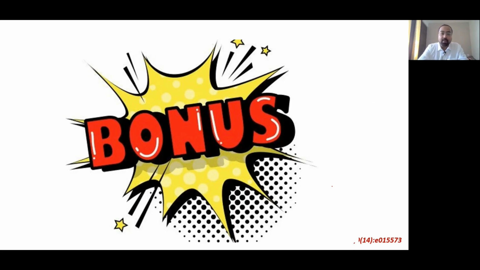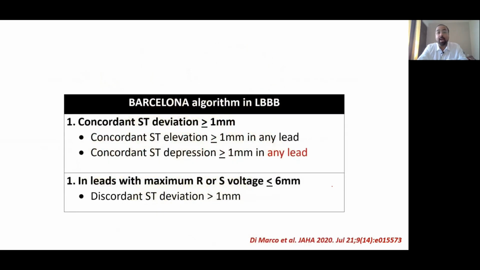Now, for the bonus content, recently there was a study which was conducted for a new diagnostic criteria of STEMI in presence of left bundle branch block, which is known as the Barcelona algorithm. It was published in the Journal of the American Heart Association in 2020. Now, what does this Barcelona algorithm say?